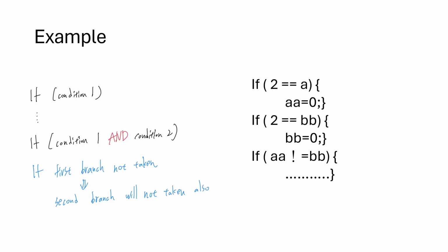And we can see there's an example on the left part of the slide. If condition 1, and then if condition 1 and condition 2. So if the first branch is not taken, the second branch will not be taken also. And the right part is if both B1 and B2 are executed, then B3 will definitely not be executed. This pattern cannot be discovered by relying only on local branch history, because the local predictor only depends on itself.